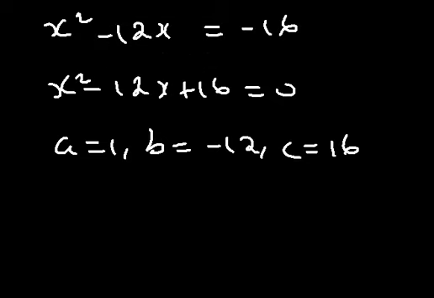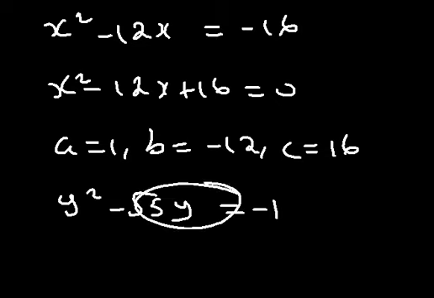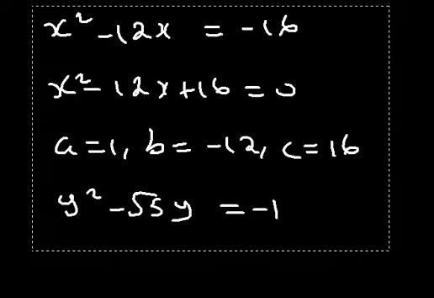And also try this as well. We have y squared minus the square root of 5 times y, which is equal to negative 1. So try to determine whether that particular quadratic equation has one real root, two distinct roots, or no solution.